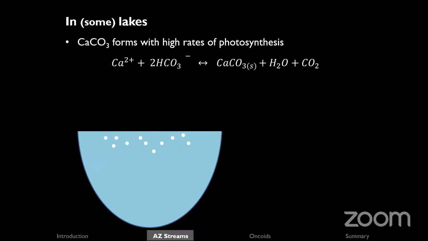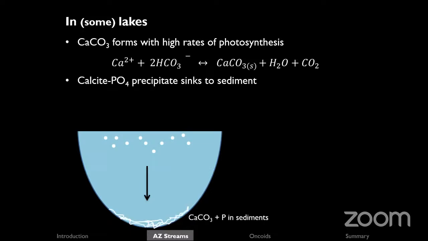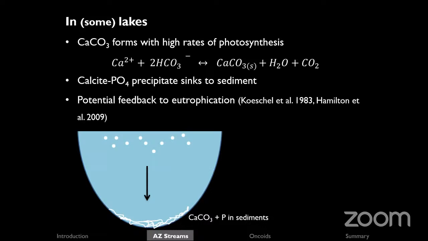We call this a whiting event because it turns the water sort of a milky turquoise color. And eventually, that calcium carbonate, or calcite, with phosphorus glommed onto it will sink to the sediments. Now it's stuck down in the sediments and is usually fairly stable. So the question is, does this process happen in streams?